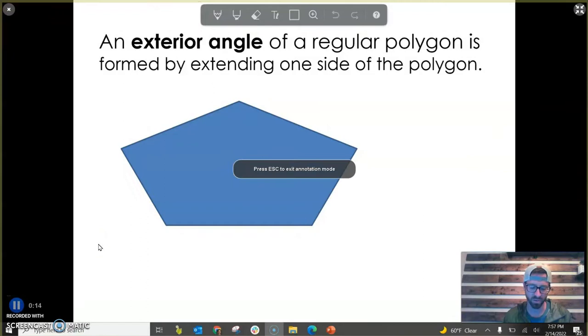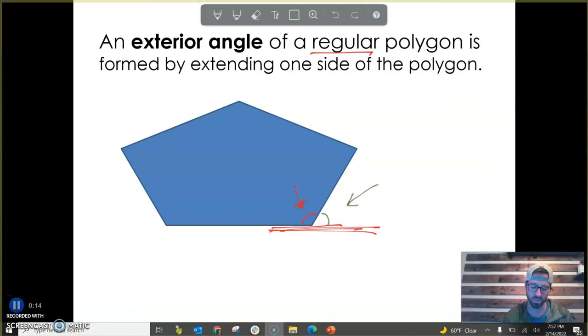An exterior angle is, now this says of a regular polygon, but it can be true for any polygon. It's created by extending one side of the figure. So this is what we call an interior angle. And then this out here that I'm showing in green, this would be an exterior angle. There's a couple things we need to know about that. For one, we know that the relationship between an interior angle and an exterior angle is that they're supplementary, okay?